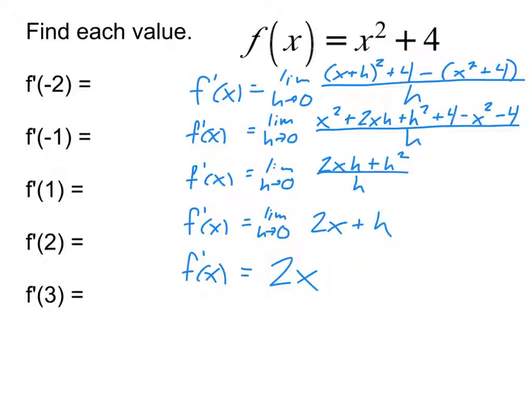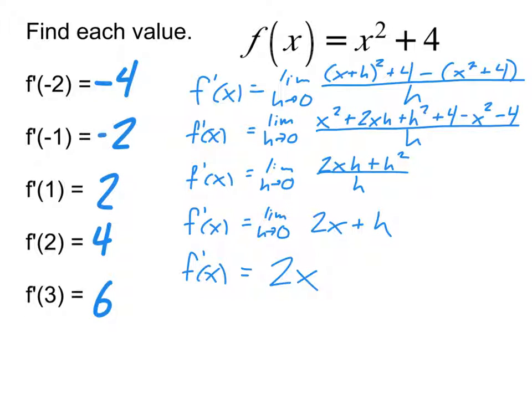Which then makes our life a lot easier for doing those other problems down the left-hand side, because now they all should be super easy. What is f prime of -2? -4, because all I'm doing is plugging that -2 in for x in my derivative function. And so then I end up getting -4, -2, 2, 4, and 6.